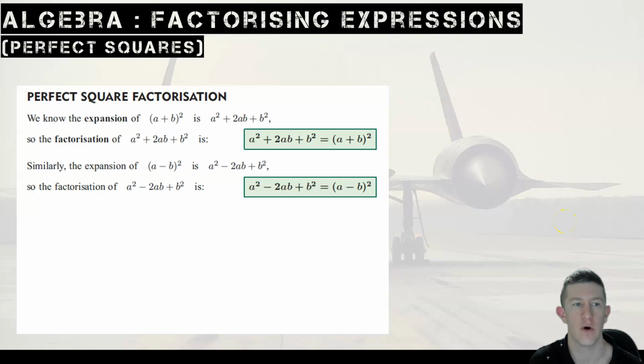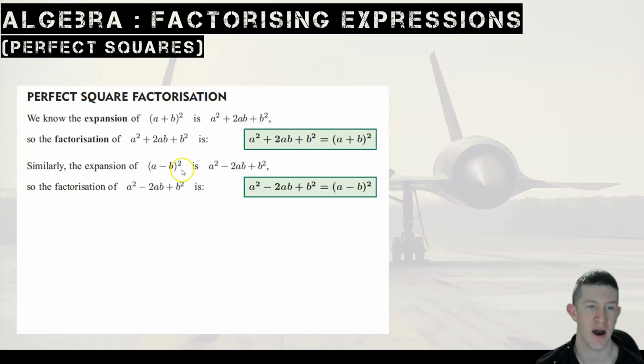So, perfect square factorization. We've seen from before that if we expand (a + b) all squared, we get the first number squared plus 2 times the product of these, so 2ab, plus the last number squared. So that was our process: square it, 2 times the product, square it. So the factorization for a squared plus 2ab plus b squared must be the a and the b all squared. So you find out what a and b are, put them in the brackets and square it, and you've got your factorization.